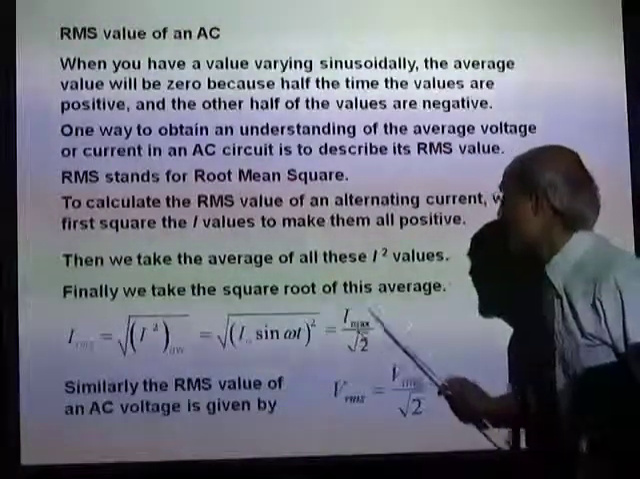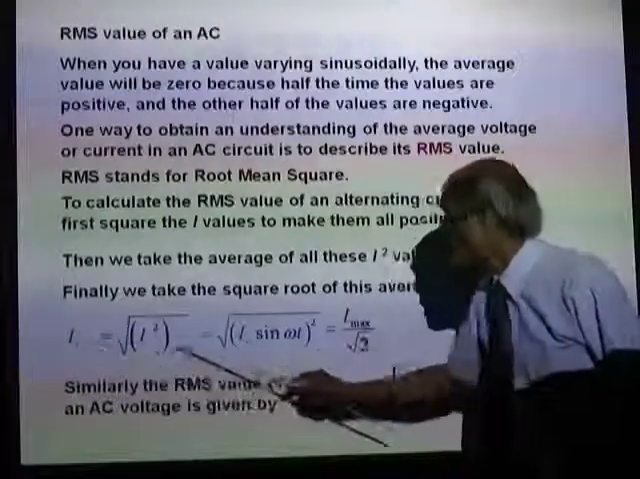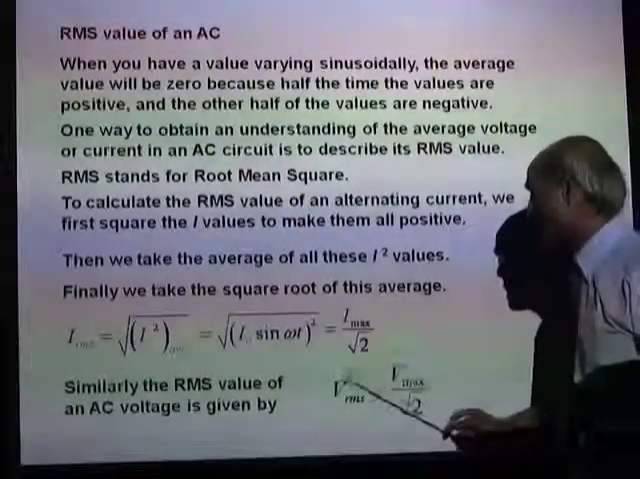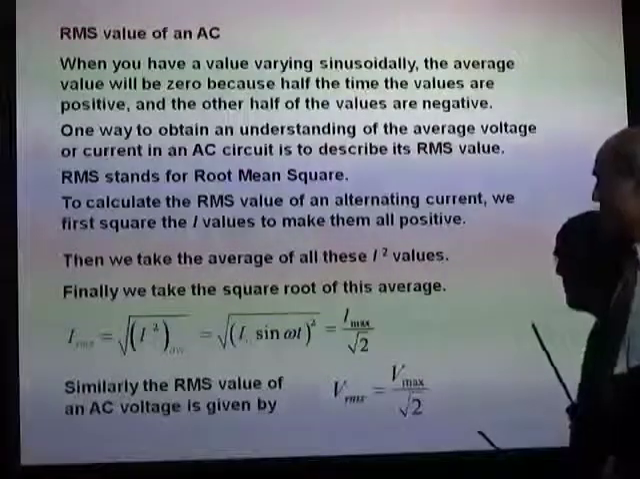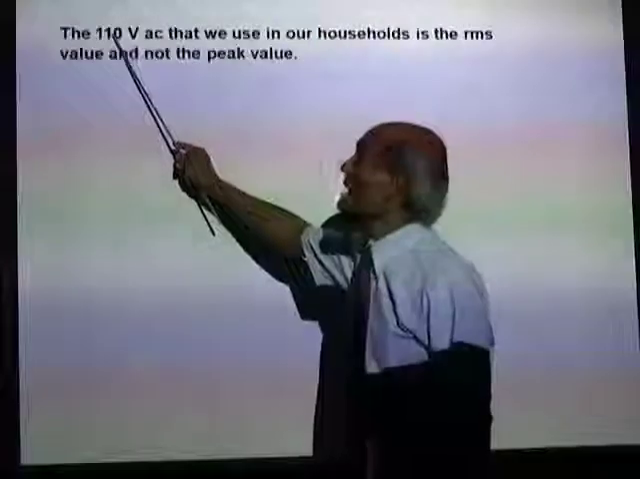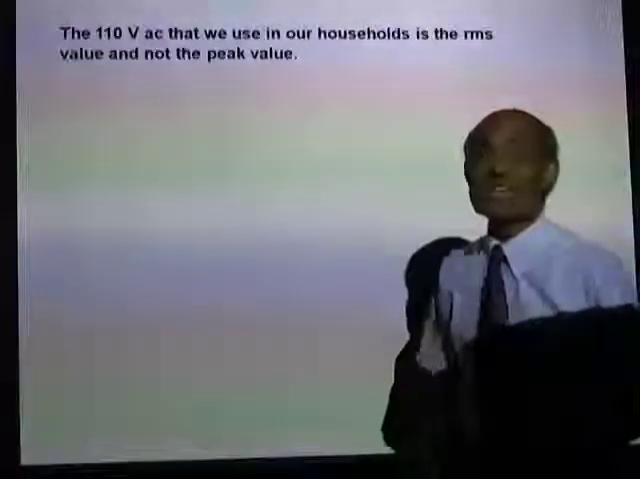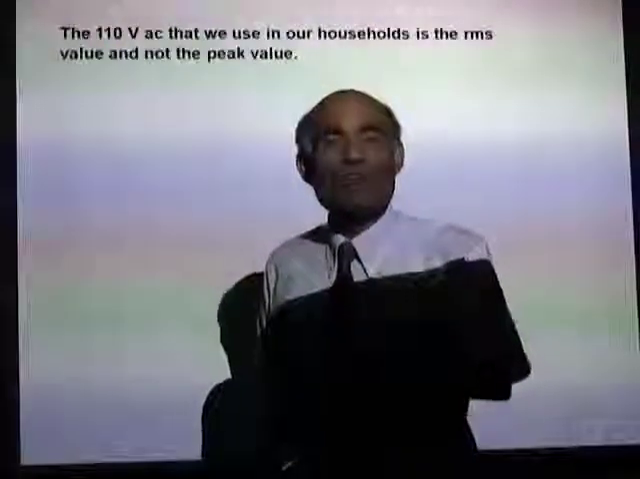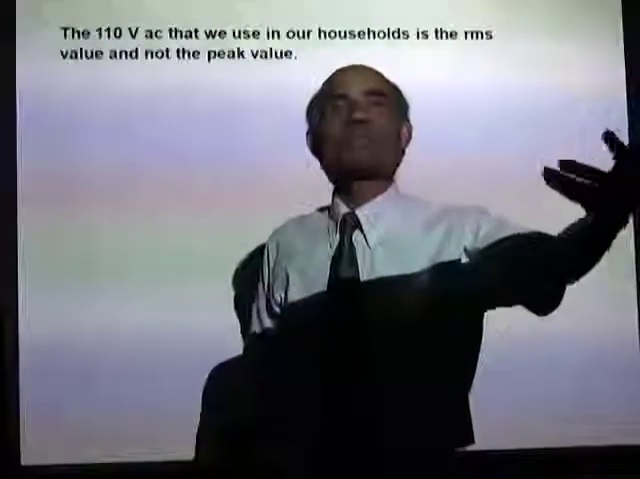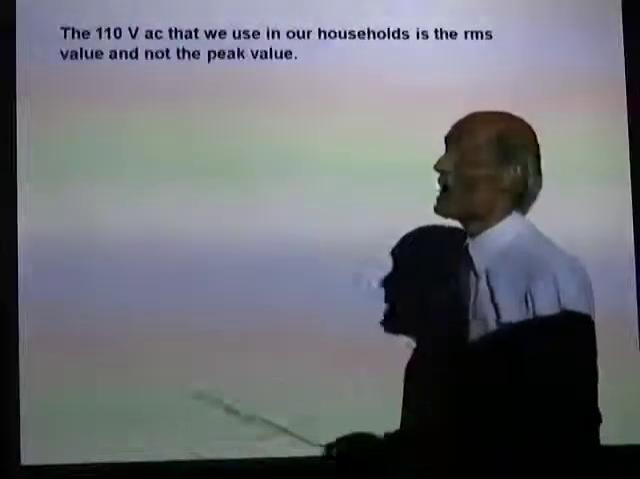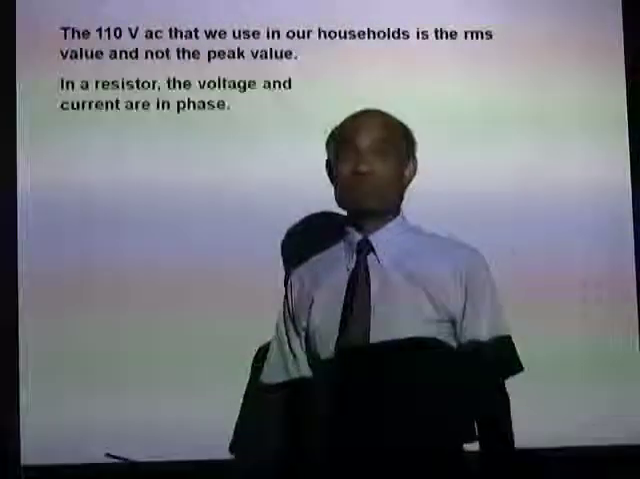That means I max equal to I RMS times square root 2, and V max is V RMS times square root 2. Well, when we talk about the 110 voltage AC that we use at home, is that the RMS value or the peak value or the maximum value? Well, of course it is the RMS value and not the peak value.